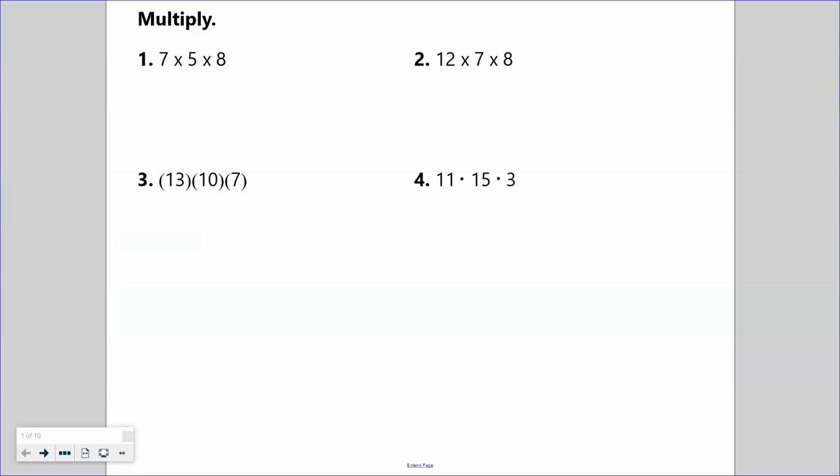All right, ladies and gentlemen, we're going to start 9.4. We're going to get into volume. Have you ever done anything on volume before?